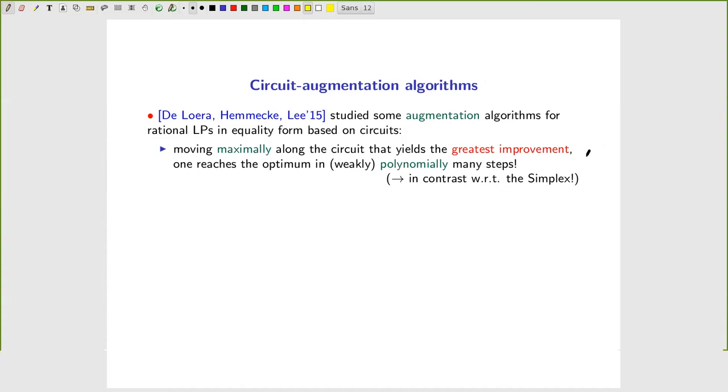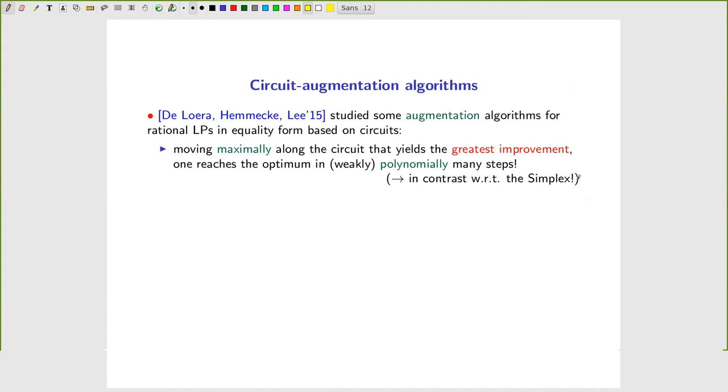But this is not true with the circuit. If each time you move maximally along a circuit, that is, you take the greatest improvement, you can reach the optimum in weakly polynomially many steps. And I would like to give a proof of this, because actually it's not that difficult to see and it's very nice. It gives you nice intuition about the circuit. So as a first thing, I'm going to give a proof of this statement.